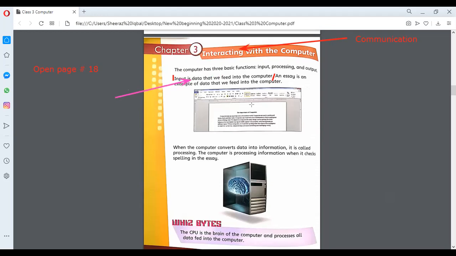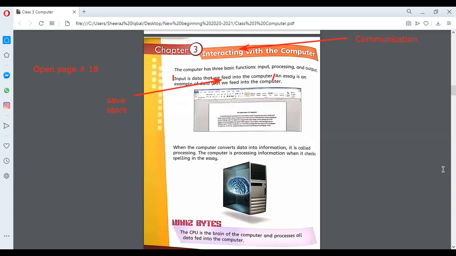Let me write the meaning. Let me change the color of my pen. The word feed means to save or to store. So there are two meanings there. So data is stored or fed or saved into the computer.